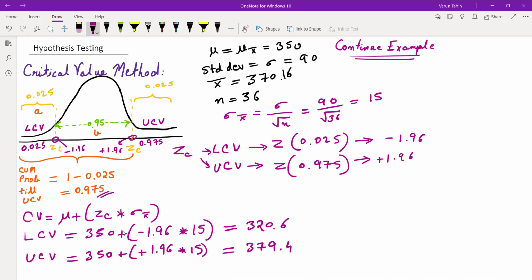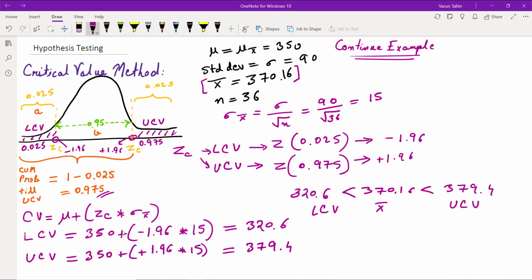So any value which is less than 320.6 or greater than 379.4 will fall in the critical region, which is this region. Correct. Now, as we can see, the sample mean is 370.16, and 370.16 lies between 320.6 and 379.4, which are the LCV and the UCV. Identically saying, it is inside this acceptance region, or non-rejection region. Therefore, we cannot reject the null hypothesis, which is H naught.